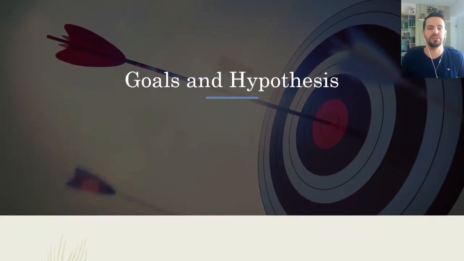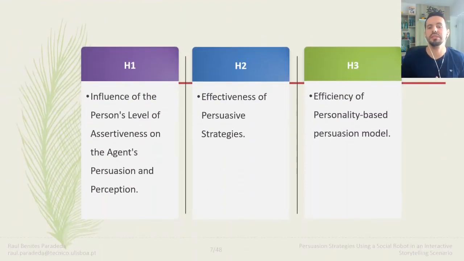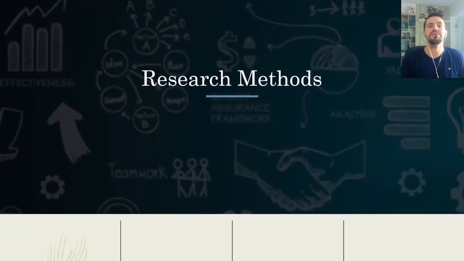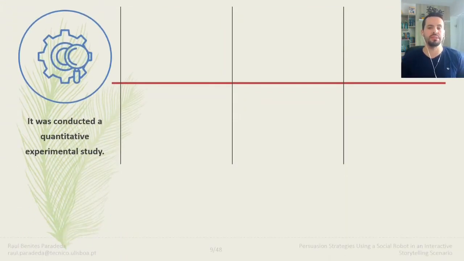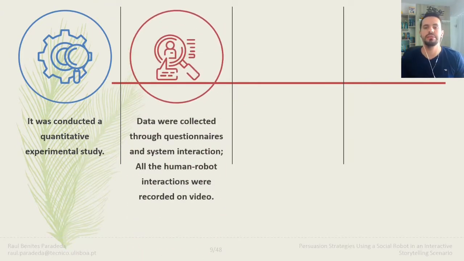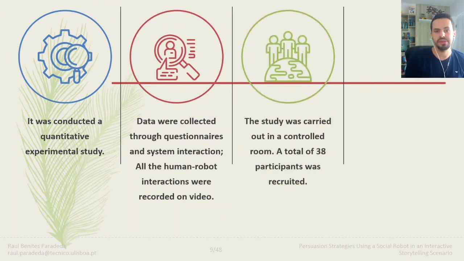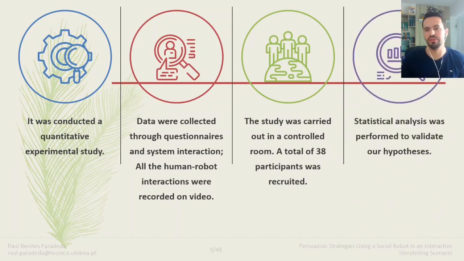The goals and hypotheses of this work concerned the influence of the person's level of assertiveness on the agent's persuasion and perception, the effectiveness of the persuasive strategies used, and the efficiency of a personality-based persuasion model that we are designing. We performed a quantitative experimental study where the data were collected through questionnaires and system interaction. All the human-robot interactions were video recorded. We performed the study in a controlled room, and statistical analysis was used to validate the hypotheses.